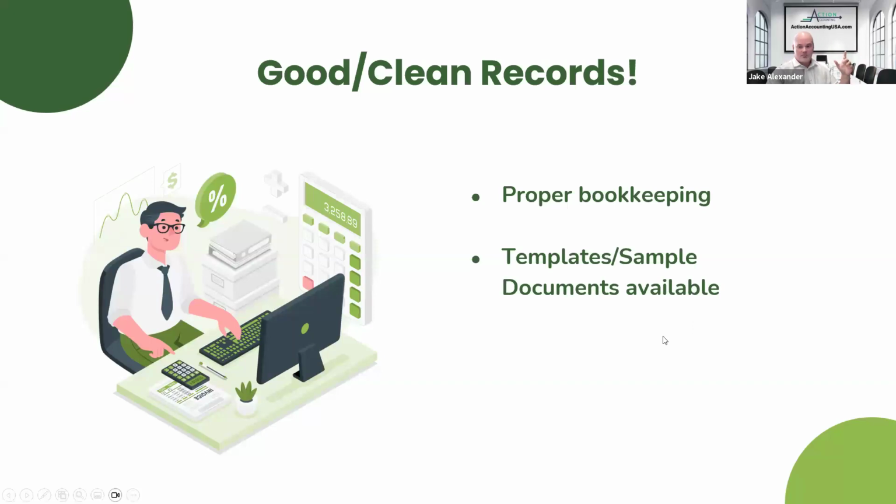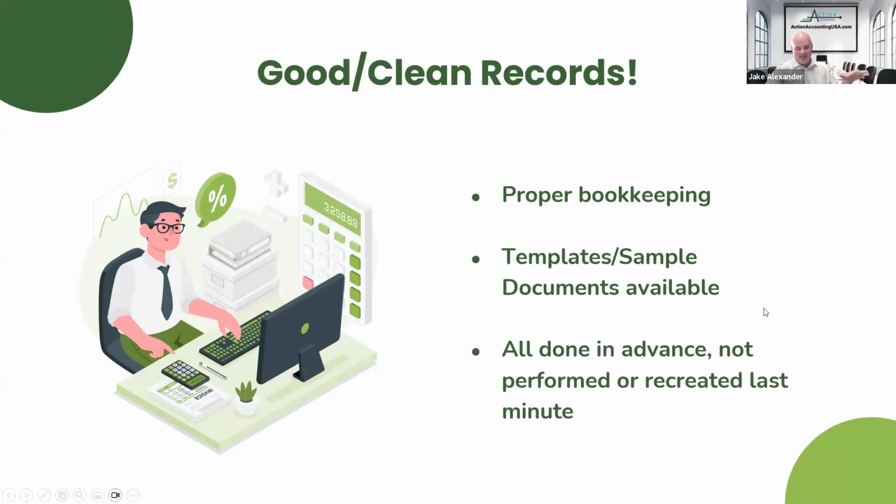And last but certainly not least, all of this needs to be done in advance, not performed or recreated at the last minute. The time is now for 2024 to save on 2024 taxes. Some of this could maybe apply to 2023 if you're still under extension, but the majority of it is for moving forward. It's all about being proactive in your tax planning and putting a strategy in place now for 2024 to save you money on taxes for this year, and then exponentially moving forward. And so just really understanding that this is all done in advance. It's not performed or recreated at the last minute, especially with the retirement plans.